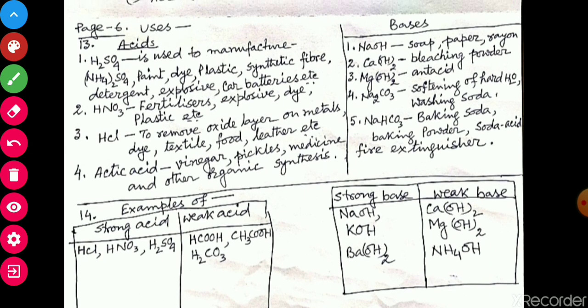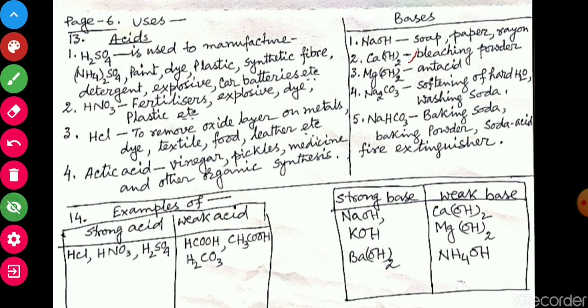Uses of acids. H2SO4 is used to manufacture ammonium sulfate, paint, dye, plastic, synthetic fiber, detergent, explosive, car battery, etc. HNO3: fertilizers, explosive, dye, plastic, etc. HCl: to remove oxide layer on metals before galvanization. Preparation of dye, textile, food, leather, etc. can be used. Acetic acid: vinegar, pickles, medicine and other organic synthesis.